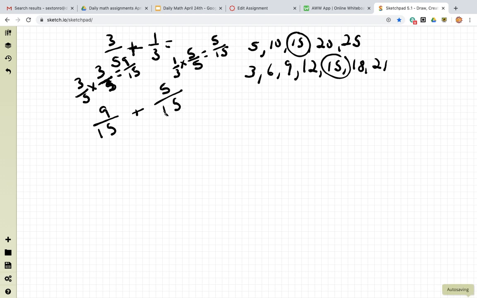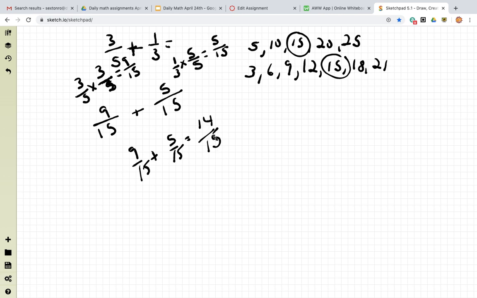Now they're both 15ths, they're the same. I can go ahead and add them up. I can say 9/15 plus 5/15. That's going to be equal to 9 plus 5 is 14/15. Now, if you remember, you don't have to simplify in 5th grade, but you will next year, so we are going to talk about it.